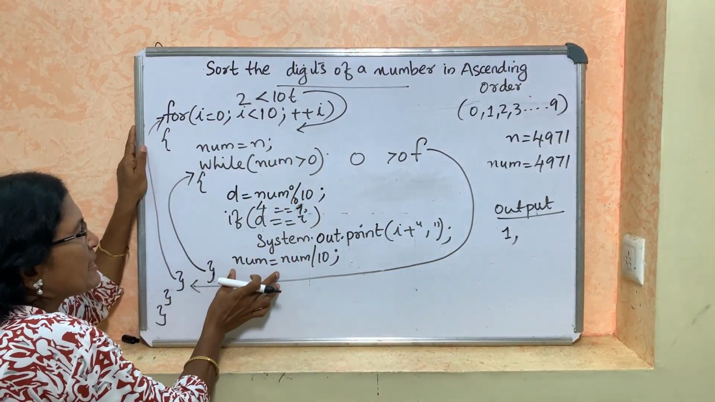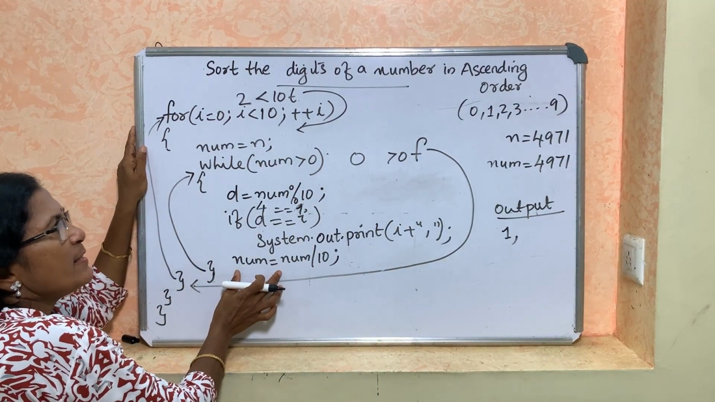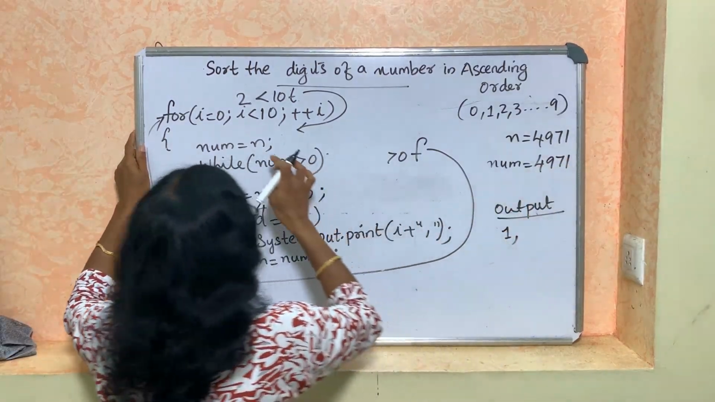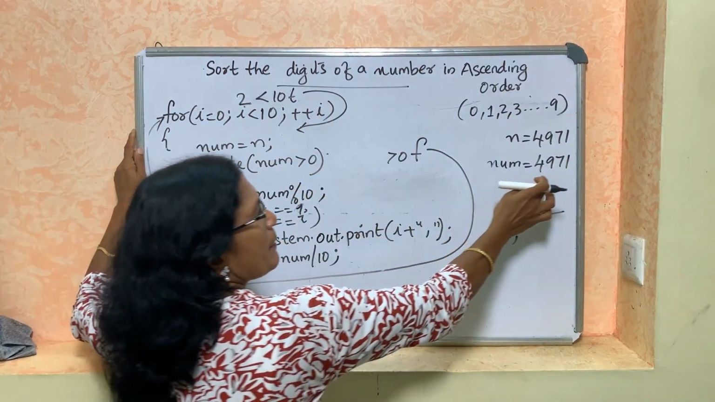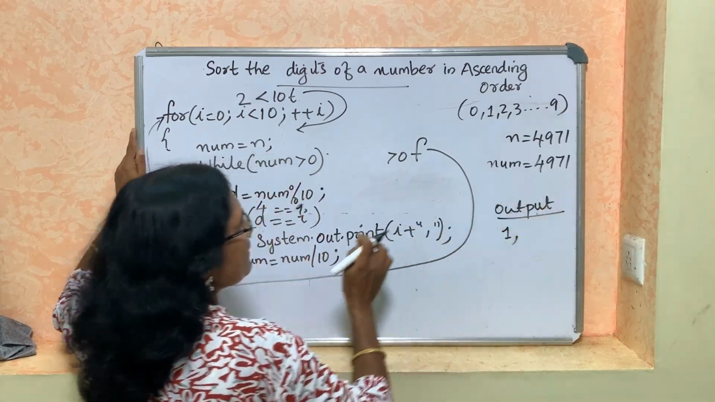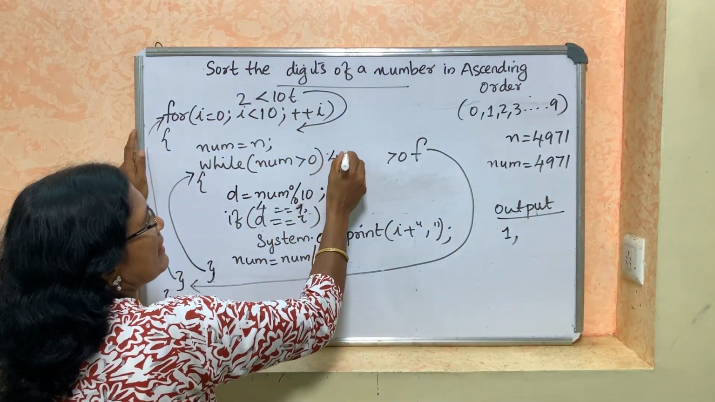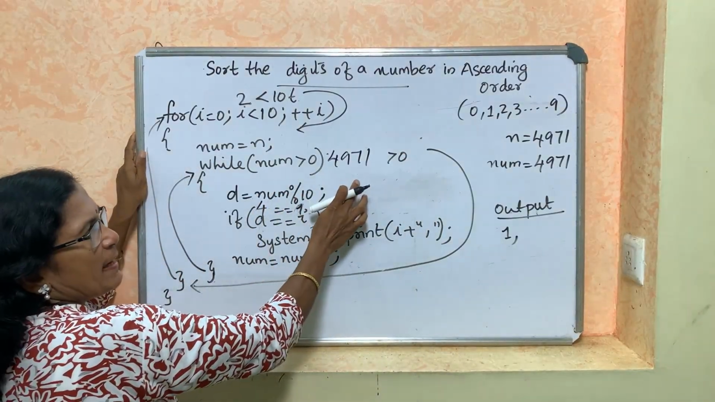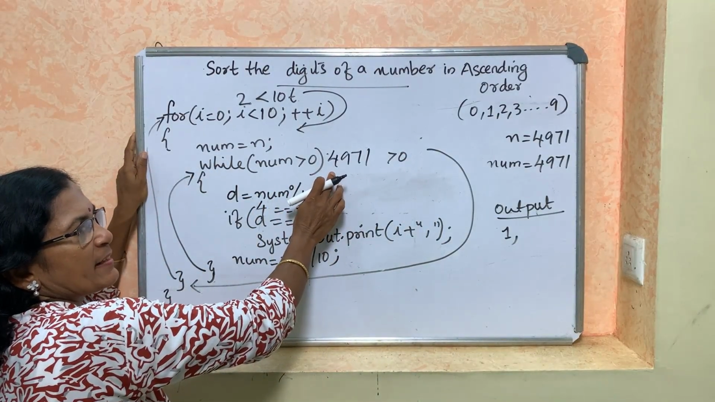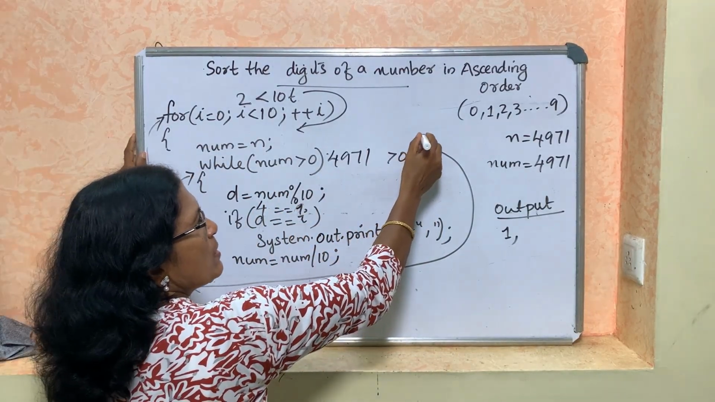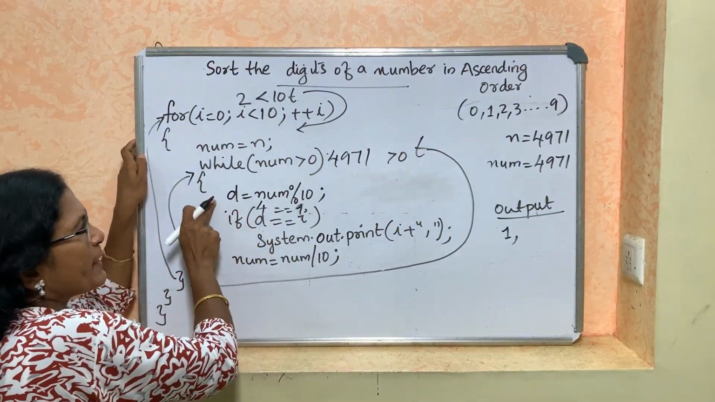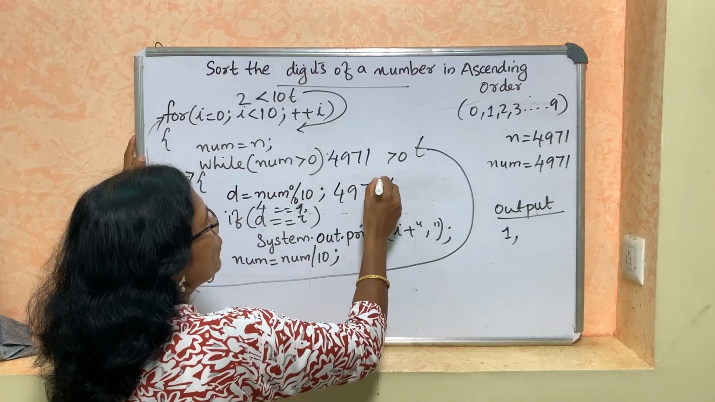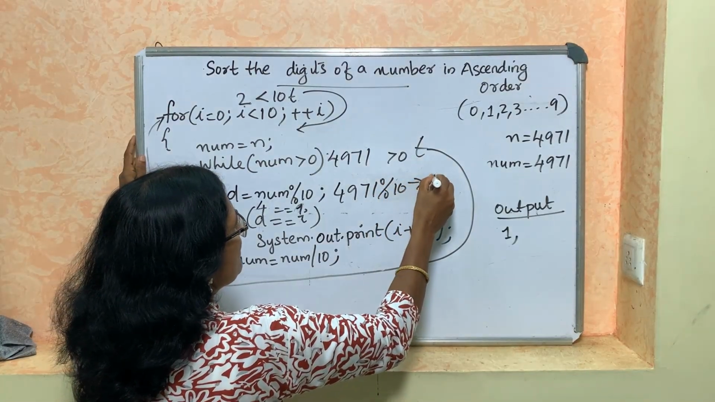When the while loop completed all the 4 iterations, num became 0. Again, the same number is assigned back to num. Num is equal to 4971. Test expression is evaluated. 4971 is greater than 0. Control enters into the loop's body. Digit is equal to 4971 modulus 10. Extracted digit is 1.